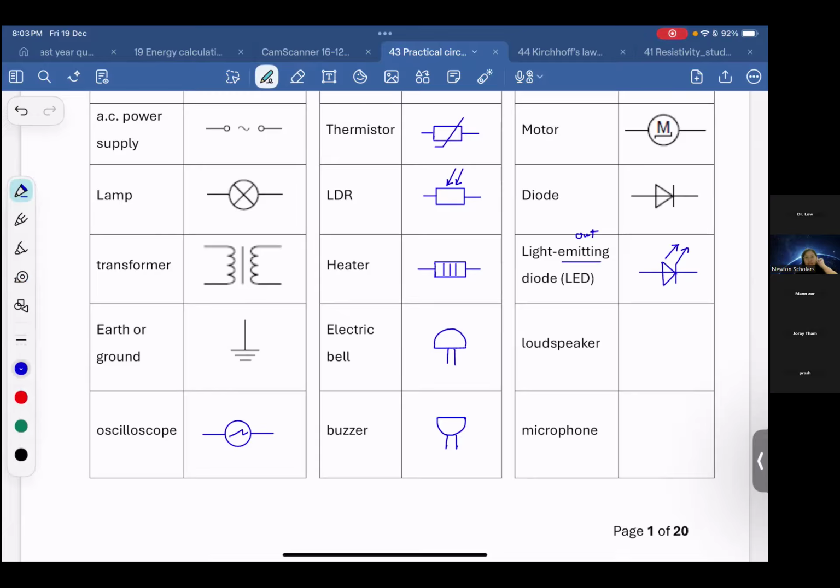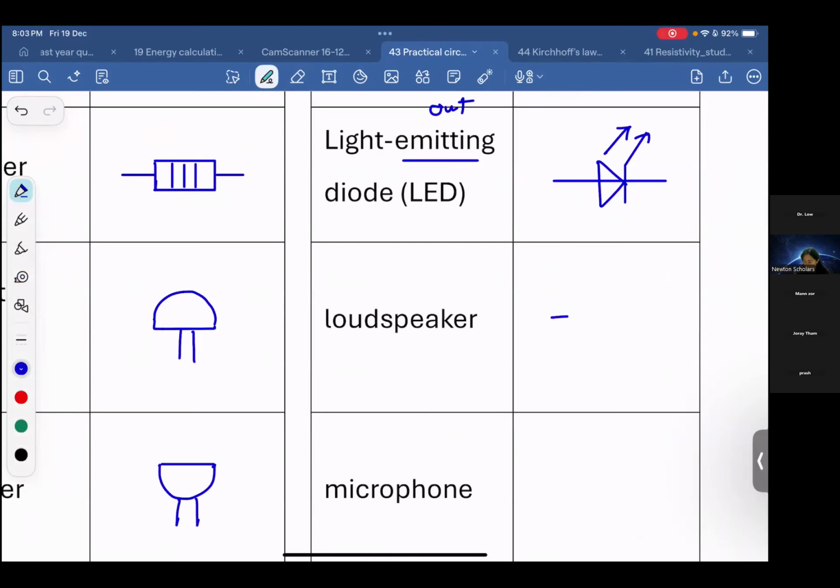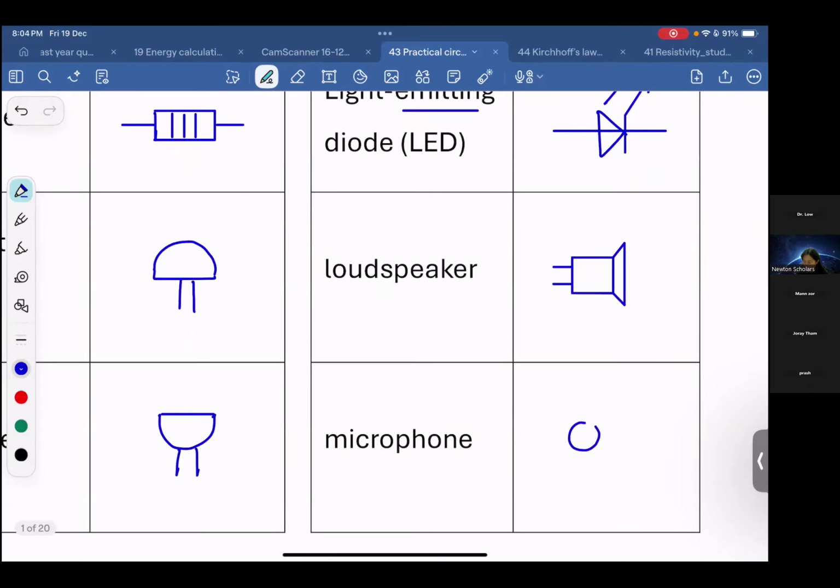LED is emitting the light, so it's going up. Then the loudspeaker, actually the structure is like this. This is the loudspeaker symbol. The last one, microphone. This is the microphone. You go karaoke, having the microphone. The symbol is like this, but then we add one more line.